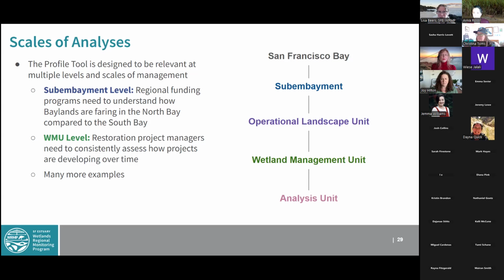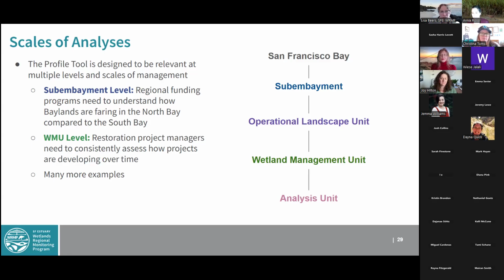Operational landscape unit, if you haven't heard this term before, is an area that is expected to support a coherent suite of ecosystem functions along with their physical processes. So they're grouped together based on similarities, and nested within that are wetland management units, which are at a smaller scale that are relevant to managers. And then within that are analysis units, which are at the wetland scale or even smaller.